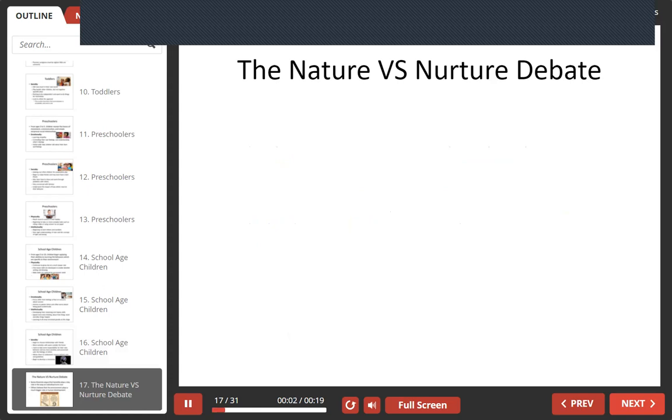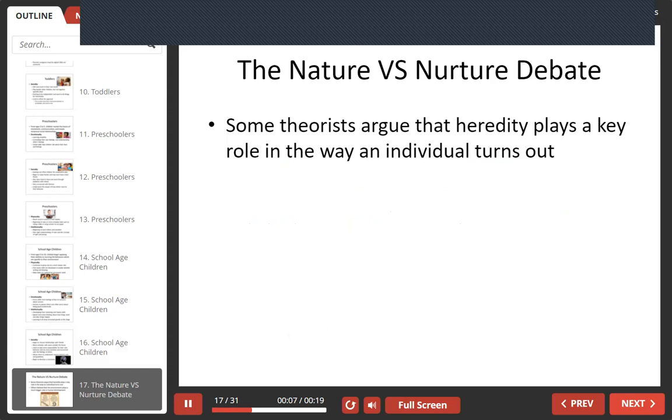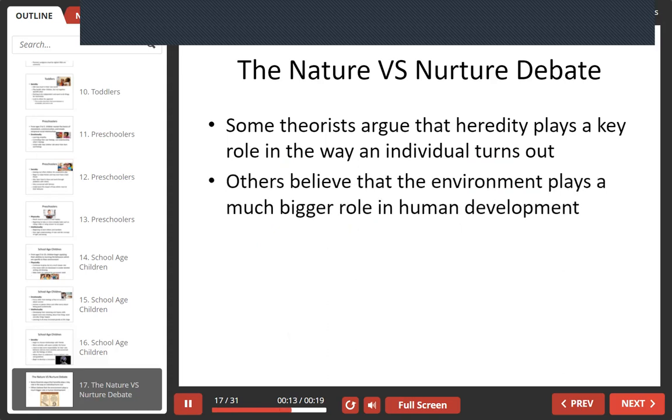What exactly is the nature versus nurture debate? Well, some theorists argue that heredity plays a key role in the way an individual turns out. But others believe that the environment plays a much bigger role in human development.